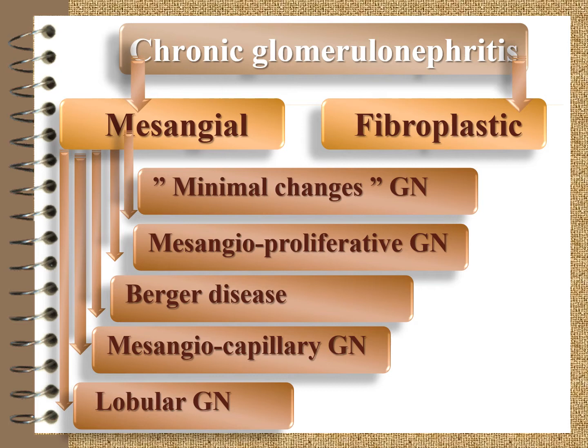Minimal change glomerulonephritis: although the clinical appearances are the same as in all examples of the nephrotic syndrome, the apparent lack of microscopic glomerular change gave rise to the term minimal change disease. The mesangium is slightly enlarged due to deposition of immune complexes, increasing of mesangial matrix, and minor proliferation of mesangiocytes. Minimal change disease can be regarded as the initial stage of mesangioproliferative glomerulonephritis.